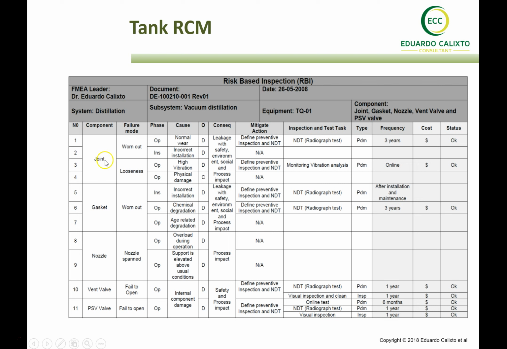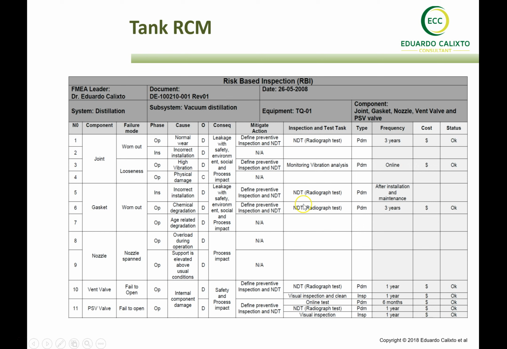So for the joint, we have some wear-out here caused by normal wear-out or incorrect installation. The consequence here is leakage with safety and environmental impact, similar to the gasket. So they put some radiography tests here, carried out every 3 years. For monitoring, we have online vibration monitoring for looseness, the failure mode of looseness caused by high vibration. We have online vibration monitoring to avoid that, and it's very critical. We can have a disruption of lines in a joint, and that will be a leakage as well.